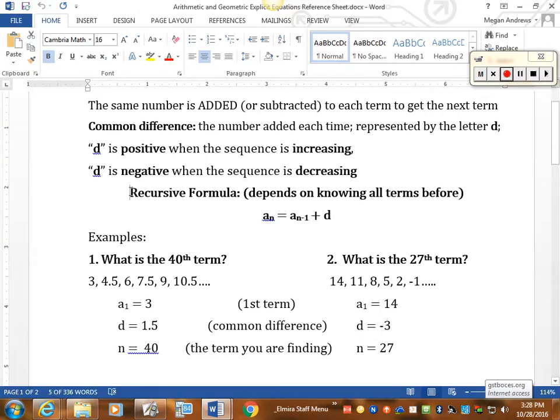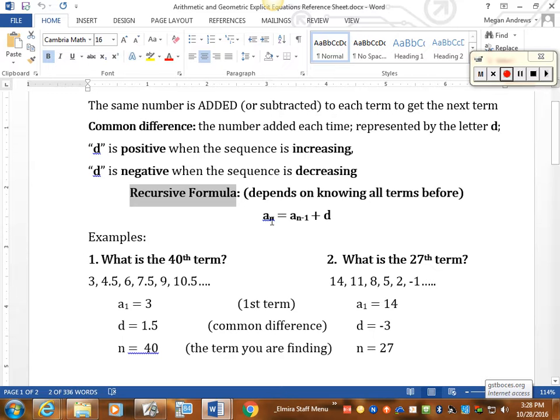This is known as a recursive formula. A recursive formula depends on knowing all the terms before. You've been doing recursive formula this whole time. Every time I've said, what's the next term in the sequence? You did recursive formula. You just didn't know there was a name for it and a structure for it. But you've been doing it.